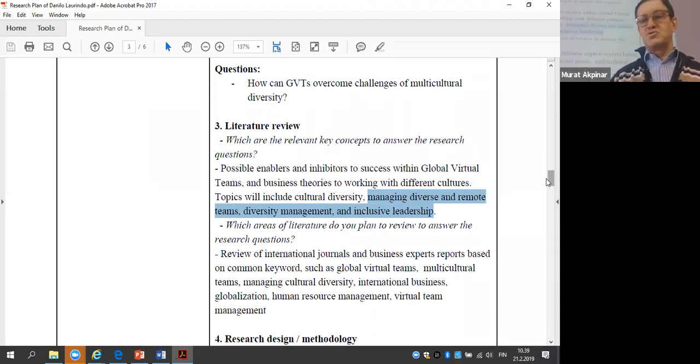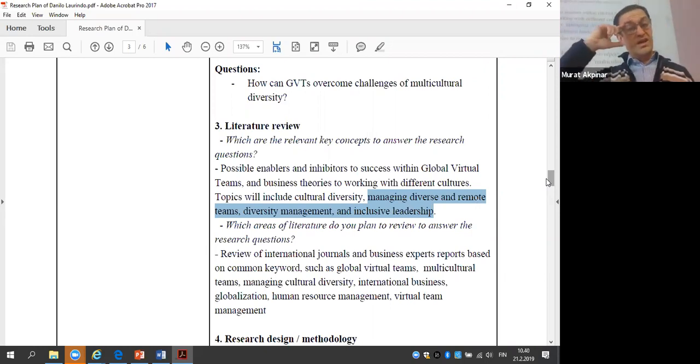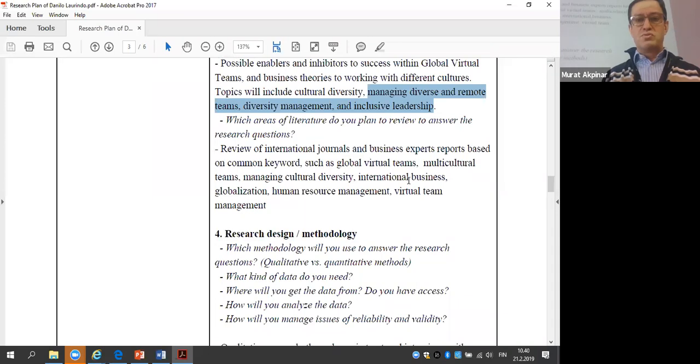Probably when you start going into these topics, you get wiser when you read more. Probably you will shrink these. This is quite wide looking, but at this preliminary stage, we want you to think widely, but then they will be narrowed and shaped better when you get into those areas. So which areas of literature do you plan to review?